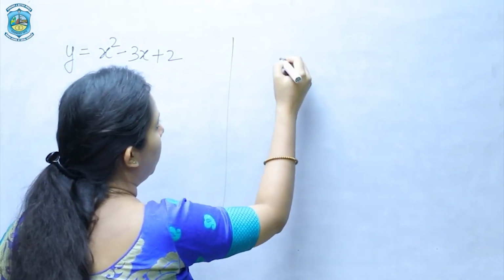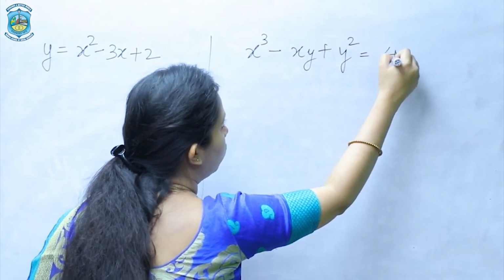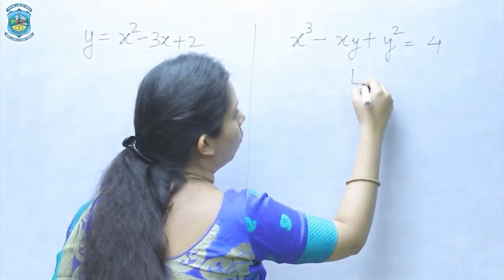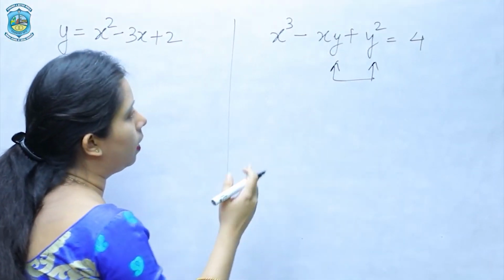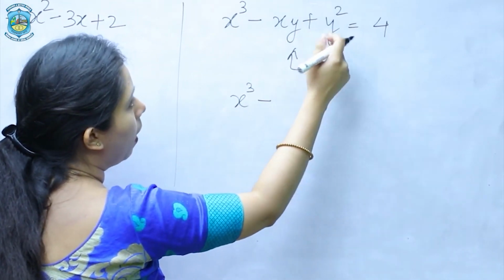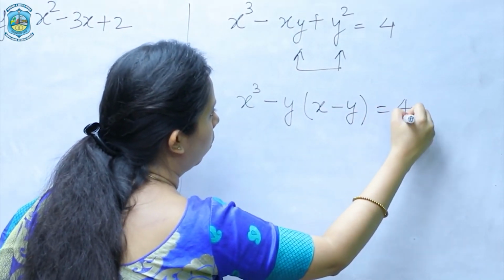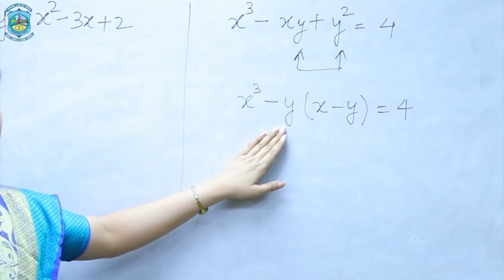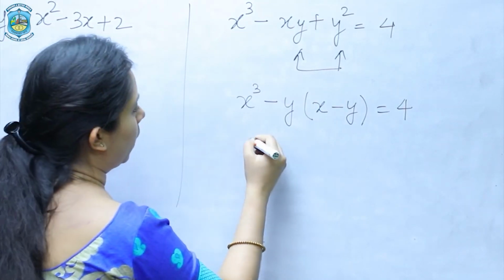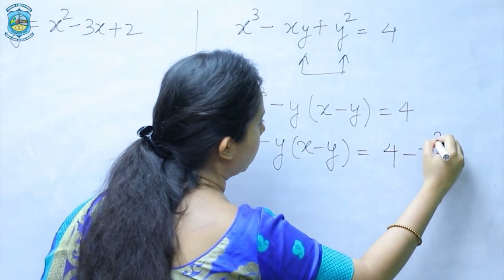Now, the second example is x cube minus xy plus y square is equal to 4. In a similar pattern, we will try to find the value of y. So, from the second and third term, we will take y as common. So, we will get x cube minus, I am taking minus y as common, so we will get x minus y is equal to 4. Now, I want to find the value of y. So, I will shift this plus x cube to the other side. So, that will become minus y into x minus y is equal to 4 minus x cube.